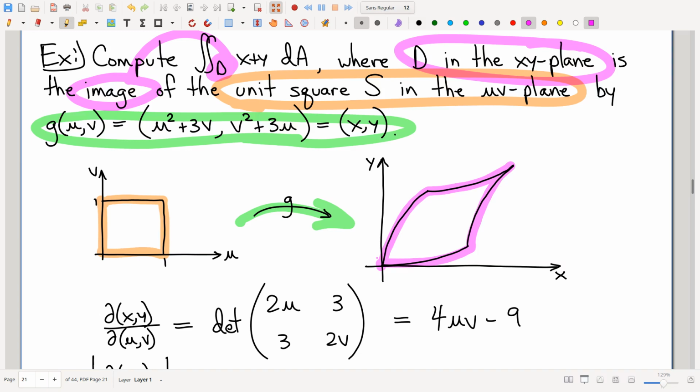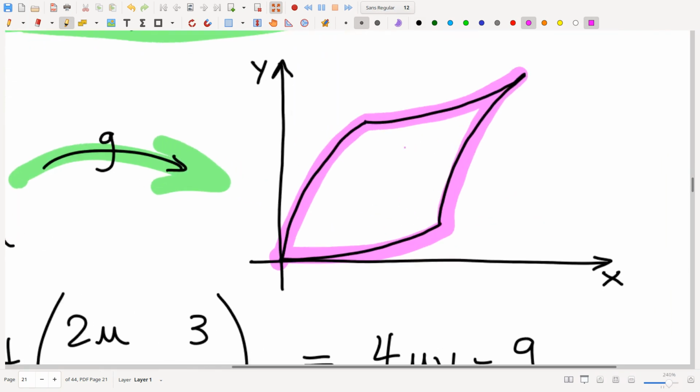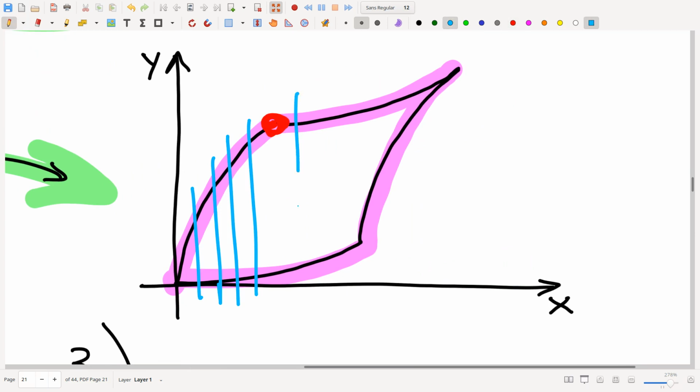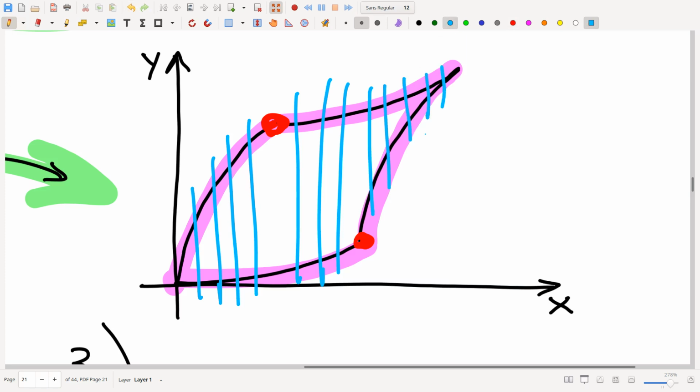And let's take a quick moment to recognize what an annoying question this would be if we had to come at this sort of brute force. If this was our domain, we start slicing up and then, of course, we hit this corner. And then we keep slicing, and then we hit this corner. And then we have to keep going to finish it up. So we would have to turn this into 3 separate integrals. Nobody wants to do that.